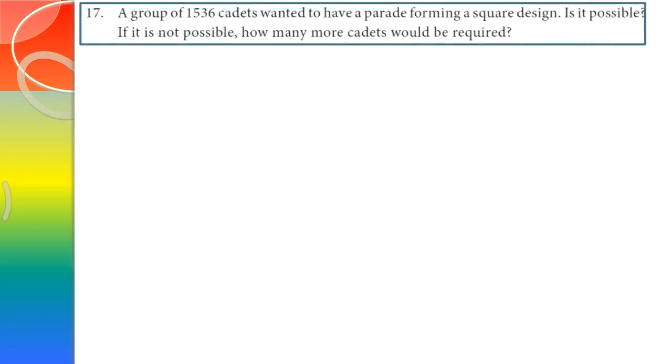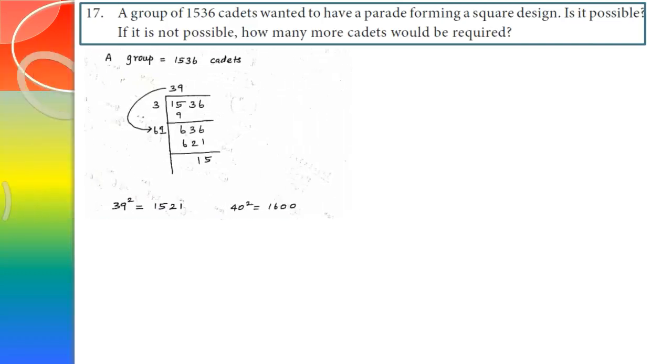Next we go to question number 17. A group of 1536 cadets wanted to have a parade forming a square design. Is it possible? If it is not possible, how many more cadets would be required?